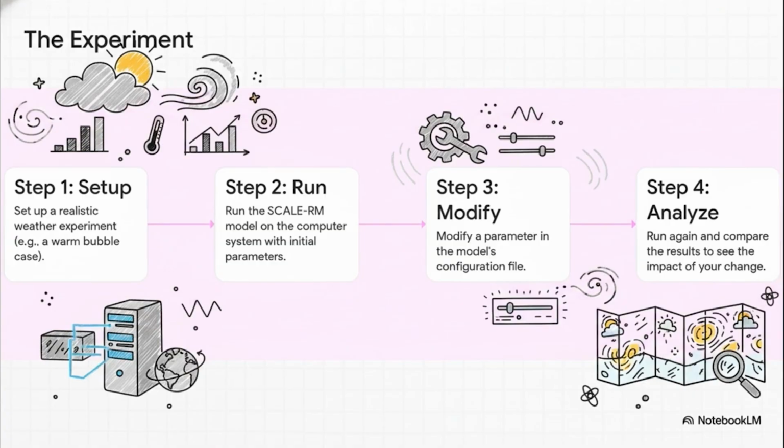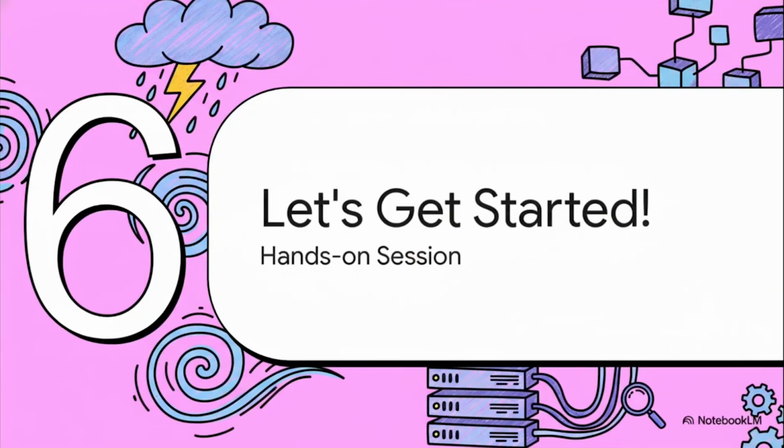First, you'll follow the guide to set up a realistic weather experiment. Second, you'll run the Scale RM model. Then, and this is the fun part, you are going to go into the configuration file and change one of the settings yourself. And finally, you'll run the simulation again to see what effect your change had on the result. It's a simple 4-step process. And that's it for the introduction. Hopefully, you now have a good idea of the tool we're using and what you're going to do with it. So, let's get started.